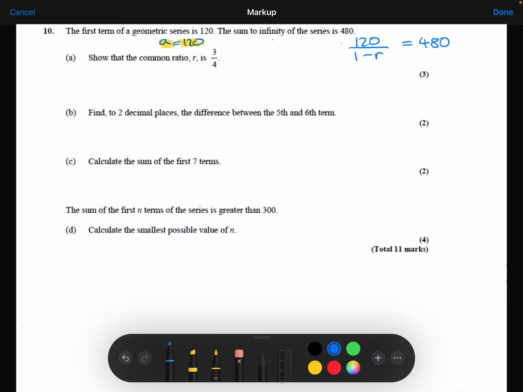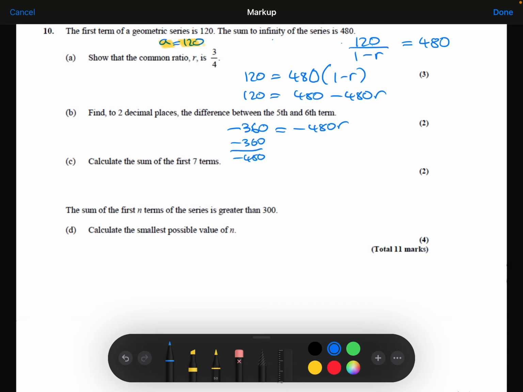So if I times both sides by 1 minus R, expand out those brackets, take away the 480 from both sides. So 120 minus 480 is minus 360. And then divide both sides by the minus 480, which gives 3/4, which is what I needed to show. So R is 3/4.